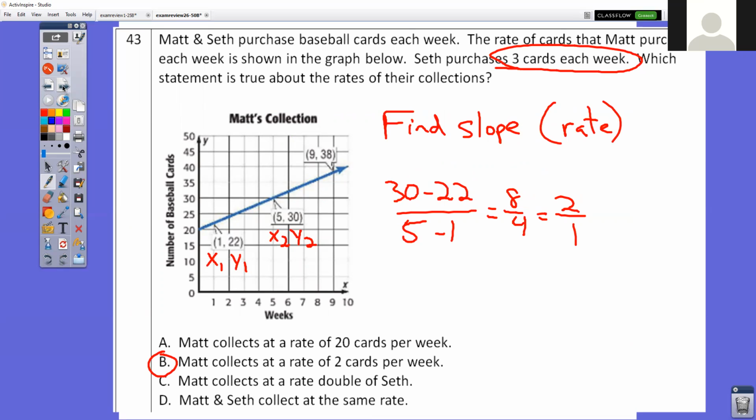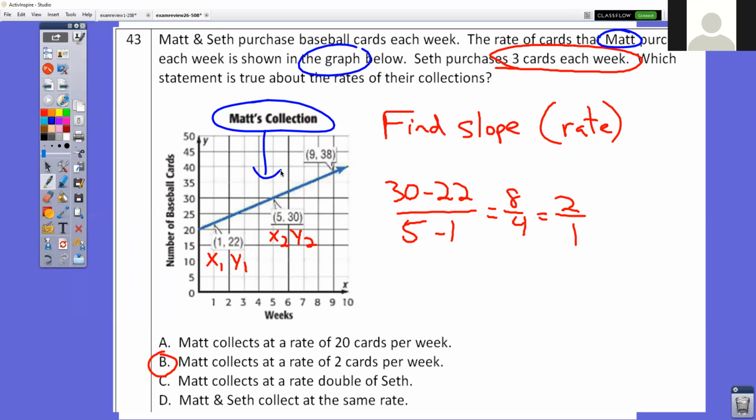The rate of cards that Matt purchases each week is shown in the graph. So Matt is represented in the graph. Notice it even says Matt's collection, all right? This is Matt's collection. Seth purchases 3 cards per week. Which statement is true about their collections?